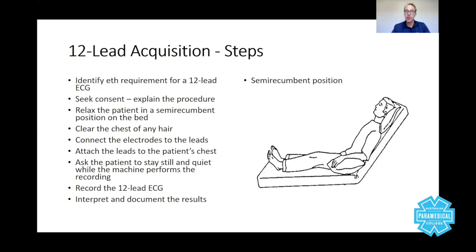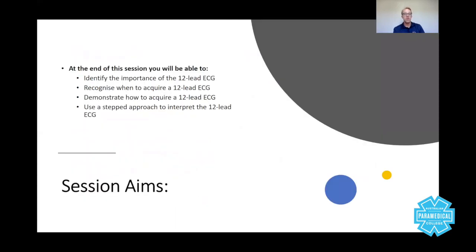Record the 12 lead and do several records of it. So press the button that you need to press and print off several copies of it. And therefore you can monitor that on the way to hospital. Then you can interpret it using the process that we've talked about in this lecture. So in today's section, we've talked about the importance of the 12 lead ECG, when to do it, demonstrate how to do it, and use a stepwise approach to interpret the ECG.